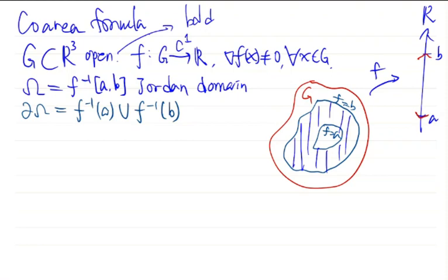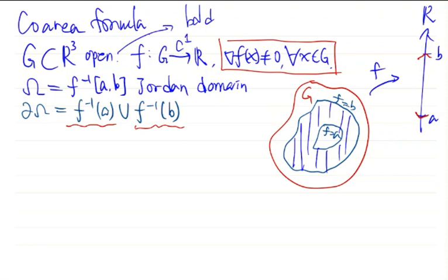Because the gradient is not 0, our assumption here, using the implicit function theorem, you can prove that locally these two surfaces are smooth surfaces. So the boundary of omega is very good. It has Jordan content 0. So omega is a Jordan domain. Okay, so we can consider integration of a function over omega.